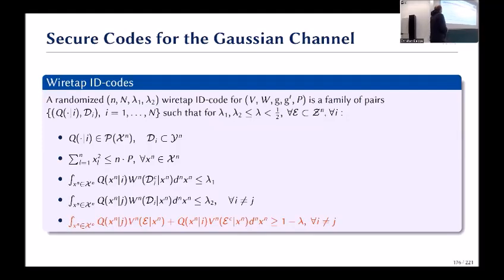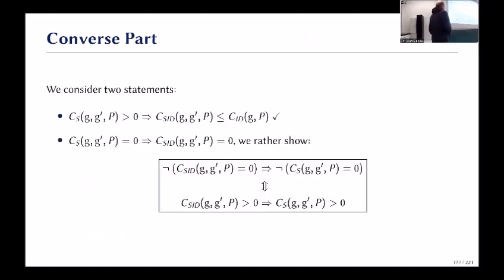And if you look at the wiretap ID code, again we have to use a randomized code here. The difference is now that, of course, we have to use a power constraint here, and we have the error of the first kind, the error of the second kind, and we have the secrecy constraint here. That's the error of the first kind of Eve, that's the error of the second kind of Eve, and the sum of both has to be greater or equal than 1 minus lambda. This is a randomized wiretap ID code. And we have to consider these two statements, of course.